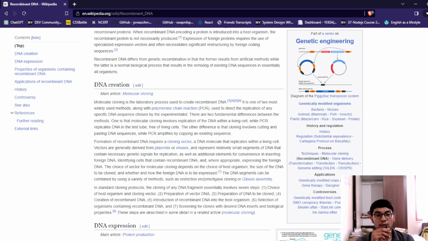Molecular cloning is the laboratory process used to create recombinant DNA. It is one of the most widely used methods, along with the polymerase chain reaction, which is used to direct the replication of any specific DNA sequence chosen by the experimentalist. There are two fundamental differences between the methods. One is that molecular cloning involves replication of DNA within living cells, while PCR replicates DNA in the test tube, free of living cells.